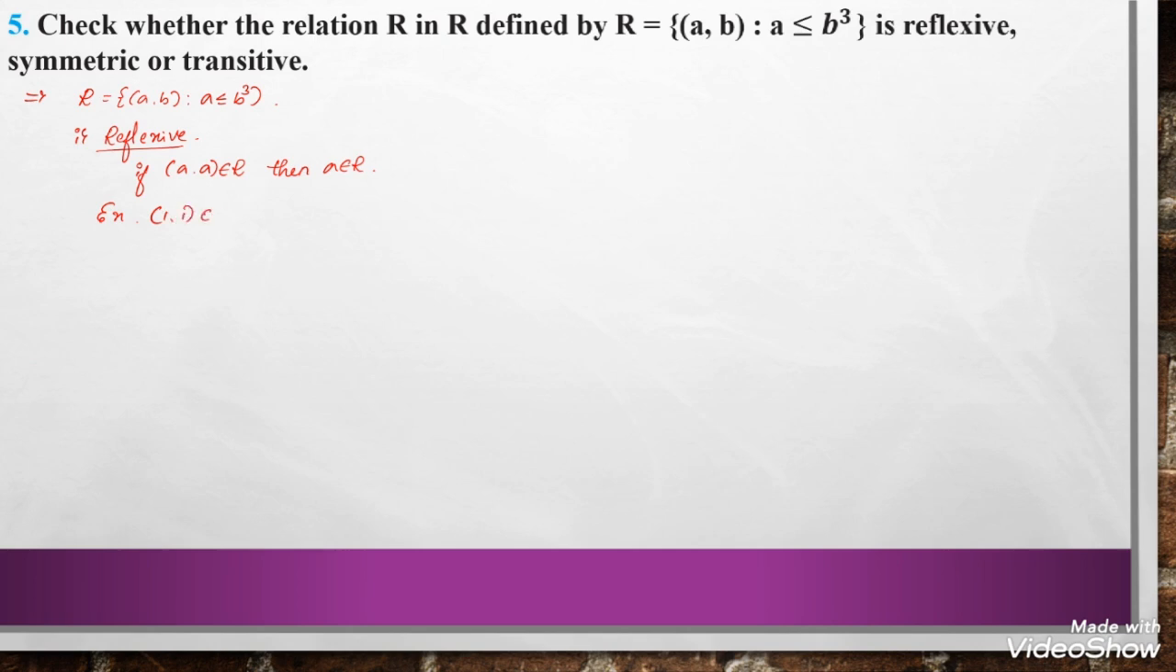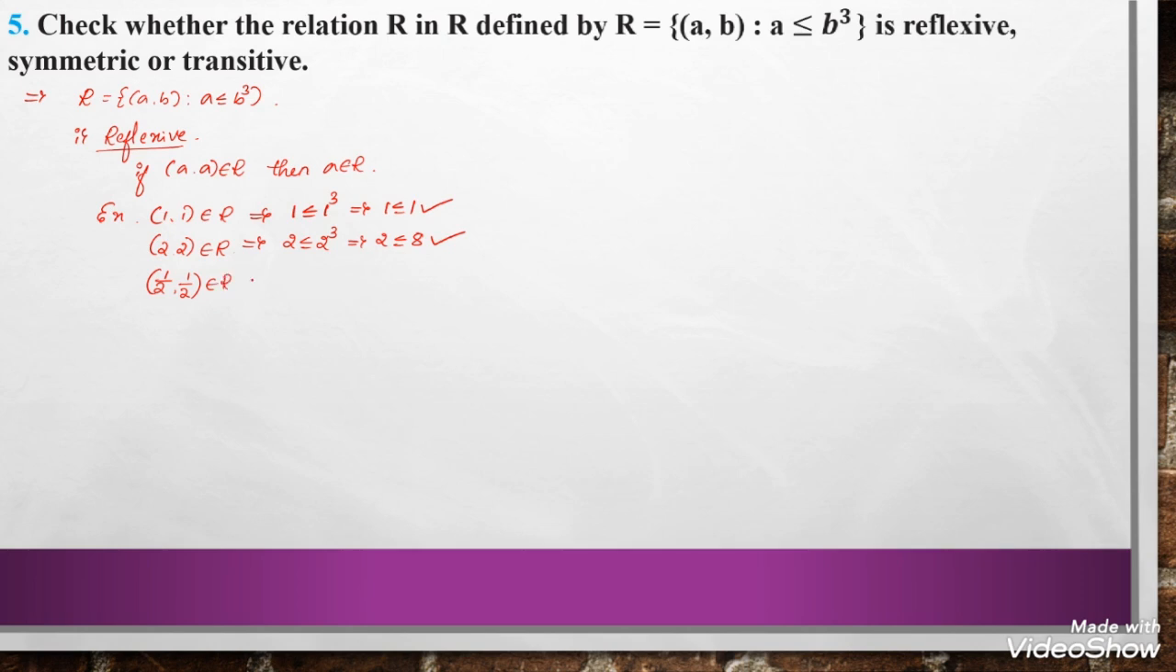(1, 1) belongs to R. Yes, obviously the condition is satisfied because 1 is less than or equal to 1 cube, it means 1 is less than or equal to 1. The condition is satisfied. Similarly, I will take (2, 2) belongs to R. Now 2 is less than or equal to 2 cube. What is the value of 2 cube? That is 8. 2 is also less than 8. Yes, the condition is satisfied.